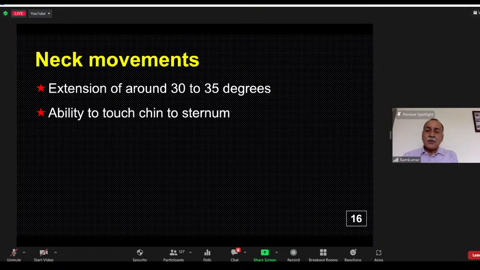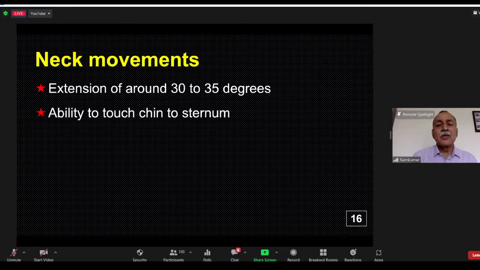We come to the next aspect of airway assessment, and that is the neck movements. Now, neck movements, I can just simplify by saying that we should have an extension of around 30 to 35 degrees. So you sit with the patient's mouth in such a way that the maxillary teeth are parallel to the ground. And then you ask the patient to extend the head. Fix the shoulders, extend the head. The angle through which the upper teeth should move should be roughly about 30 to 35 degrees.